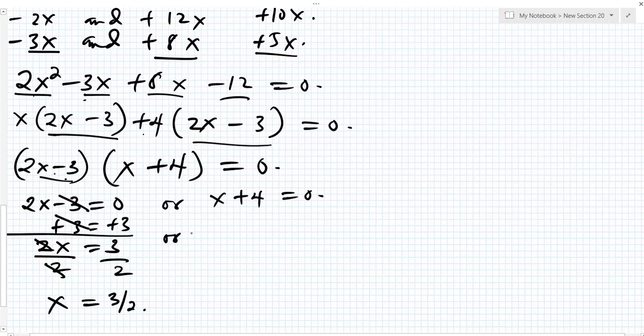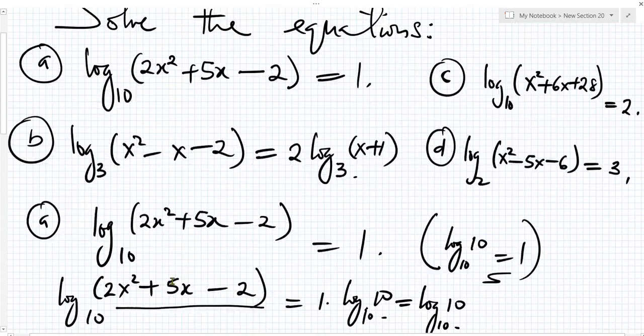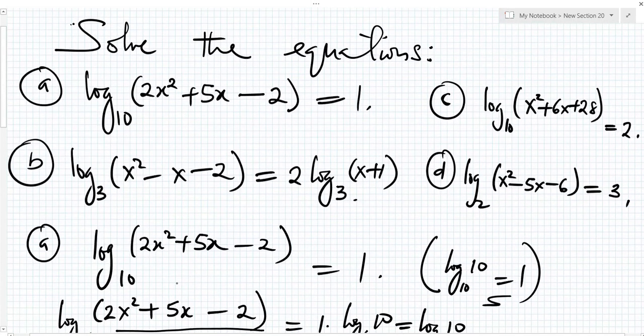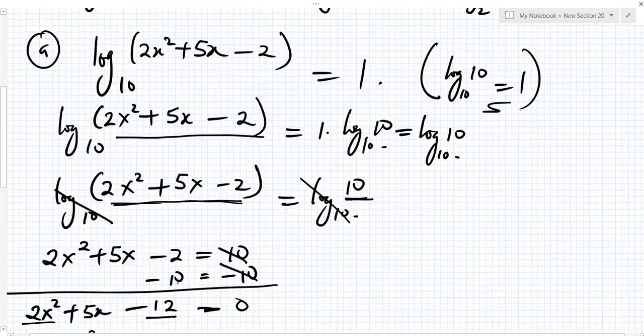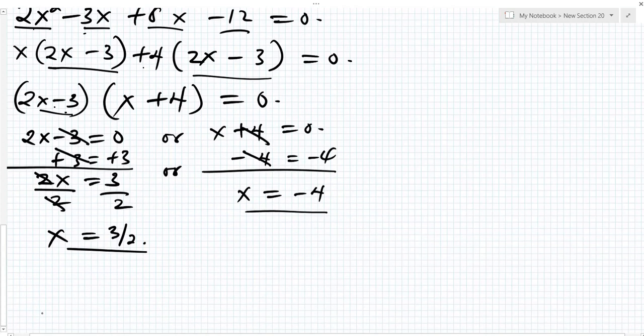Or, if you add minus 4 to both sides, this will cancel out. You have x equal to minus 4. So we have x equal to this or this. This is for the first equation, that is the first question, A. Then the second question is B. Let me now start B here.